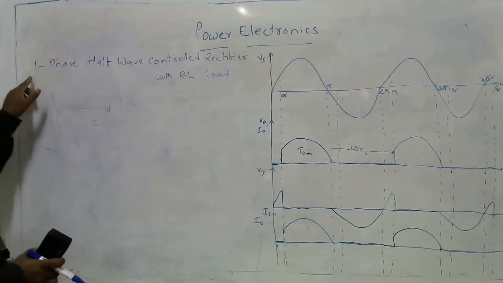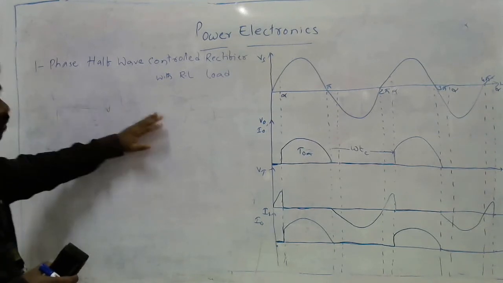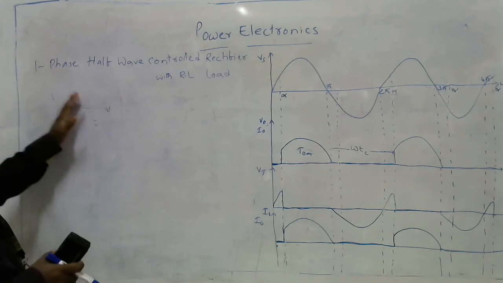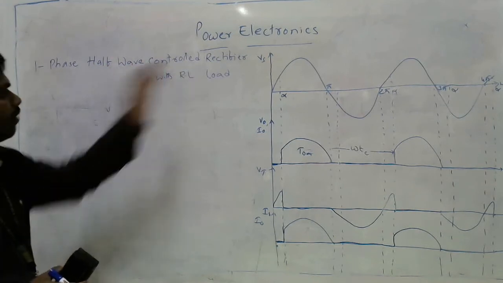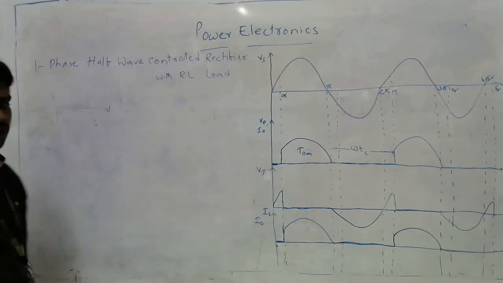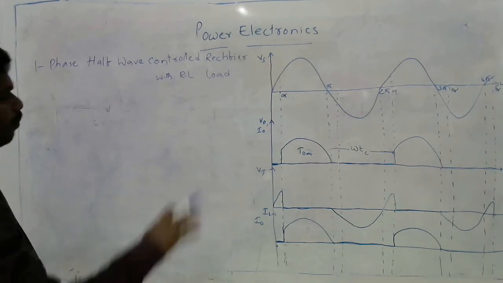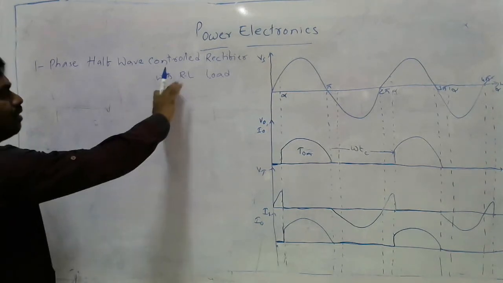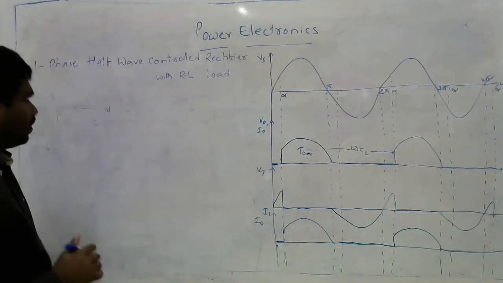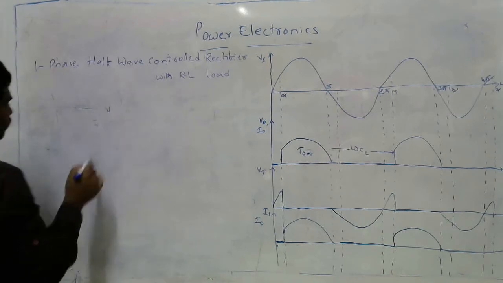So when we feed single phase supply to that particular power processing unit, we can say that is single phase half control rectifier, and based on the load at the output side of the power processor, we will decide whether the load is R load or RL load. So here we are taking RL load.